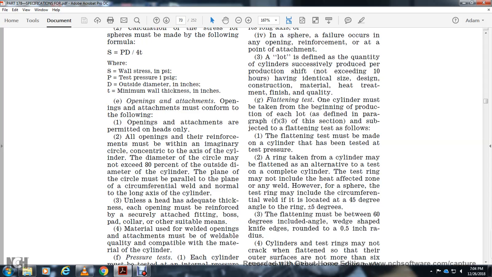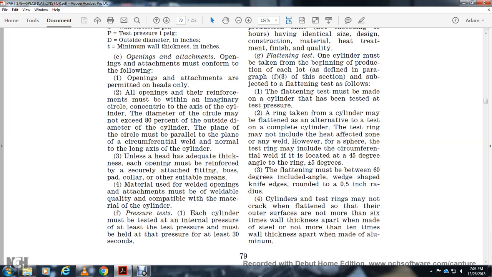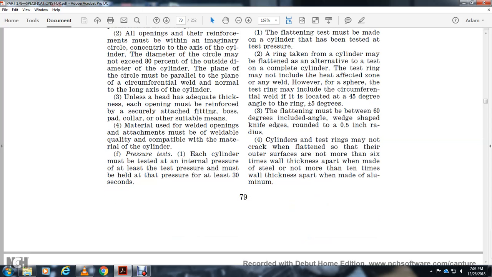Flattening must be between a 60 degree included angle wedge shape knife edge with a half inch radius. Cylinders and test rings may not crack when flattened, so that any cracks on the outside surface are not more than 6 times the wall thickness of the part if made of steel, or not more than 10 times the wall thickness if made of aluminum.